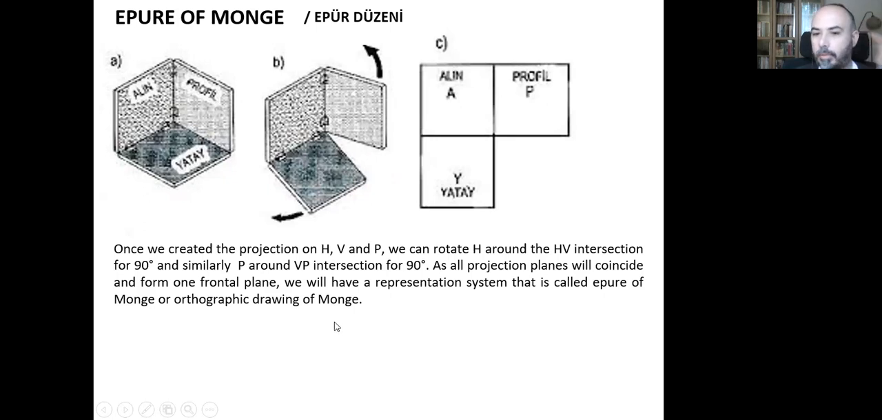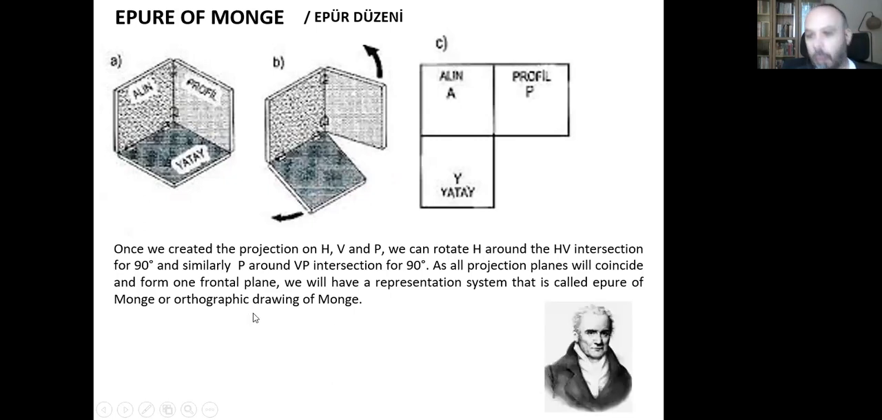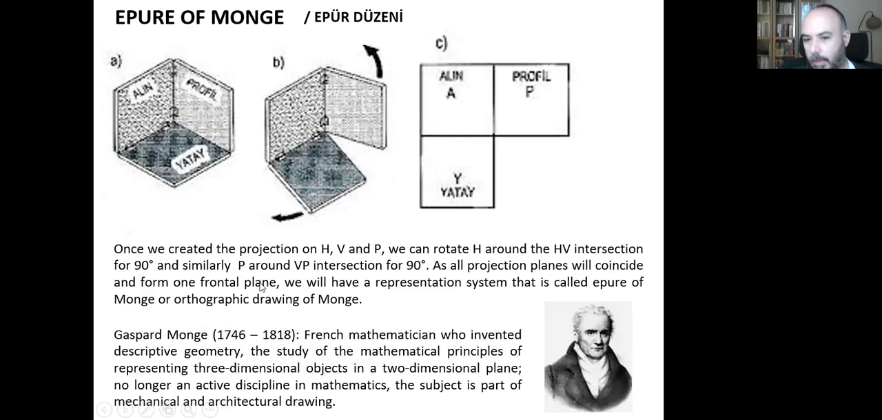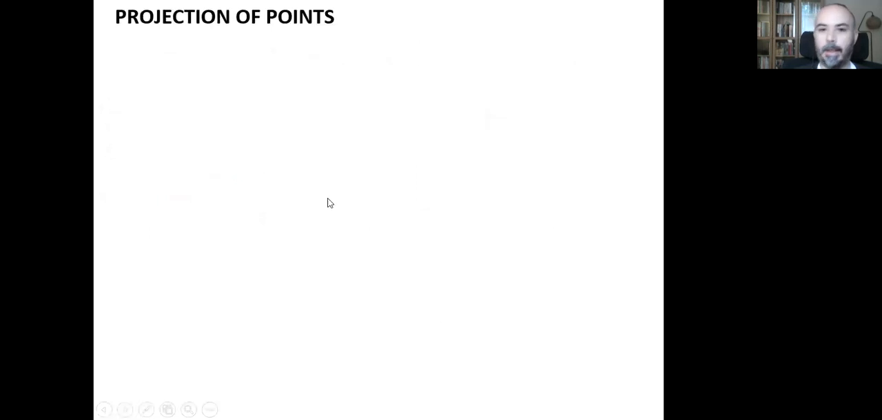This is called a pure of Monge, or orthographic drawing of Monge. Monge is the surname of a scientist, a mathematician. He was French. He lived between 1746 and 1818. He invented this method. He is the founder of descriptive geometry. So we are using his name as a pure of Monge. Yes, we can start with projection of points.